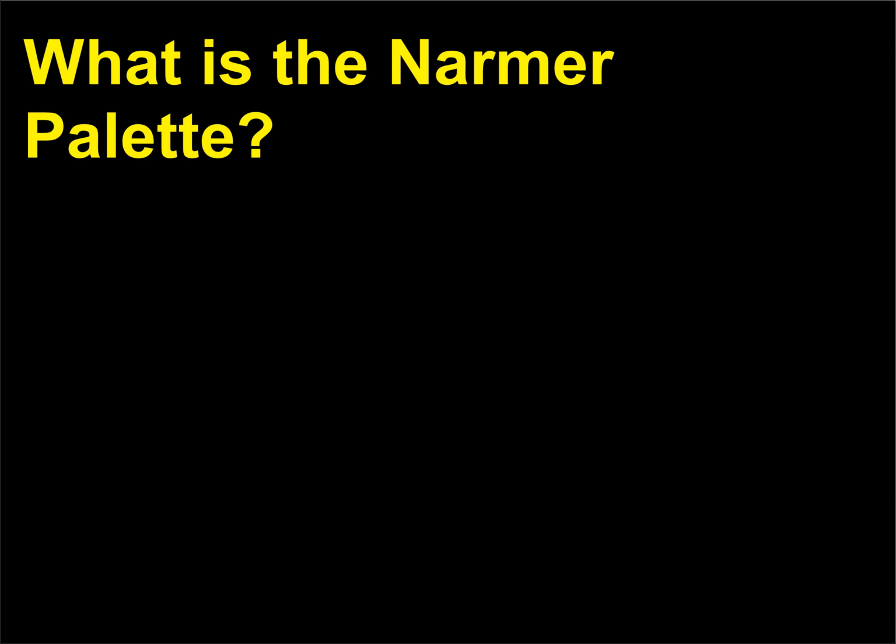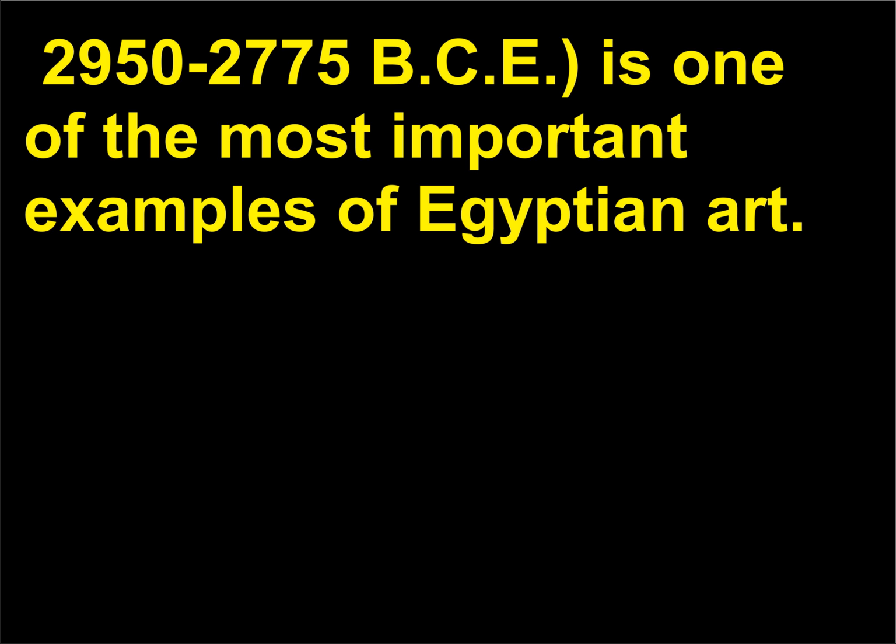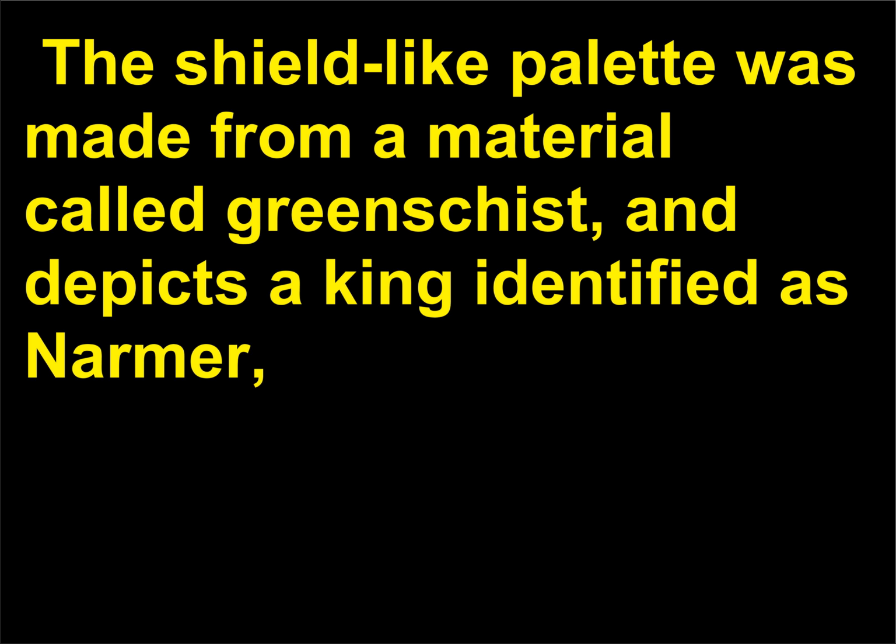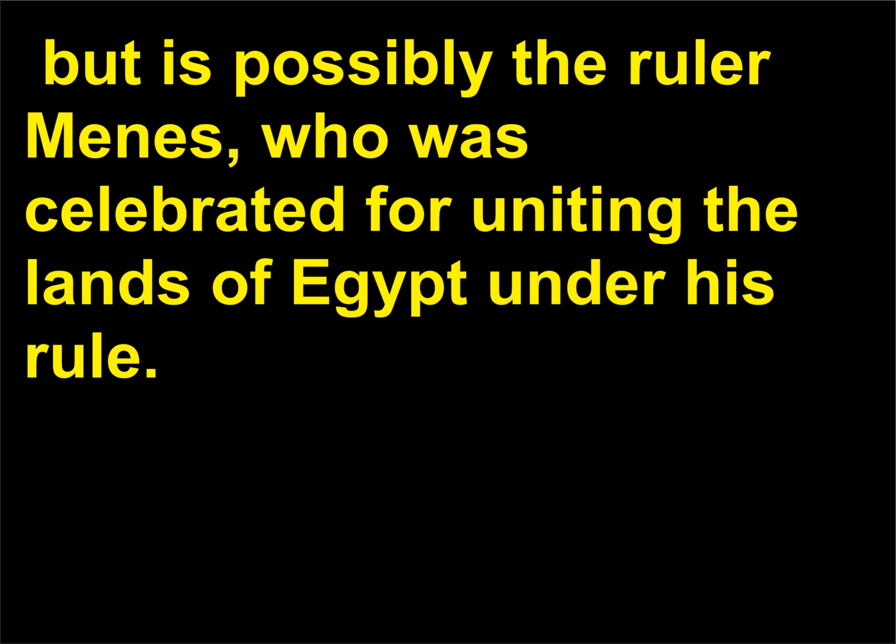What is the Narmer palette? The Narmer palette, c. 2950 to 2775 BCE, is one of the most important examples of Egyptian art. The shield-like palette was made from a material called greywacke, and depicts a king identified as Narmer, but is possibly the ruler Menes, who was celebrated for uniting the lands of Egypt under his rule.